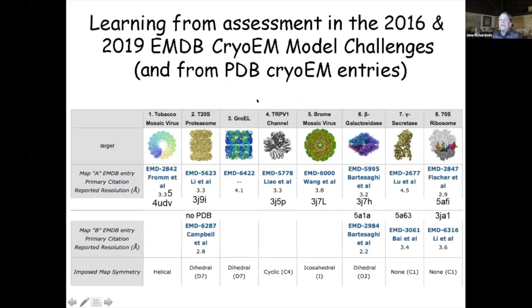So we've both learned from a lot of the PDB depositions, of course, and also there's a series of it, should be the EMDR, it's the EMD resource. There are a series of cryo-EM challenges. We're in the middle of another one now that's about ligands and waters, which is going to be very interesting.